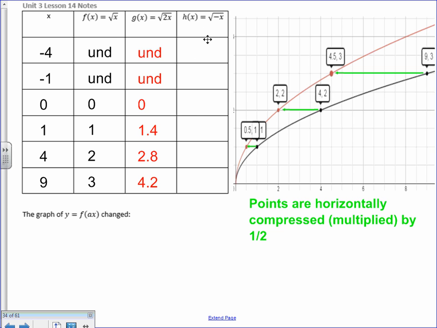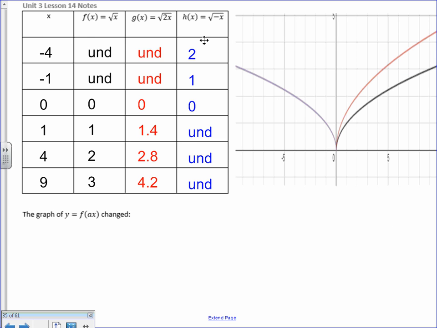All right, let's go ahead and fill out this last row or column in our table. To fill each one in, take the x value, so -4, and plug it into the equation, and then evaluate it. So go ahead and pause now and fill that in, and then come back and check your work with mine. Okay, so when I plug in -4 into there, it becomes the square root of -(-4), so the square root of 4, and I get 2.